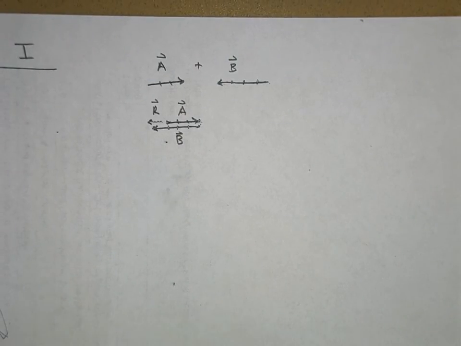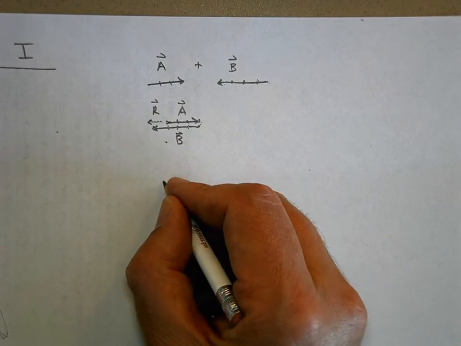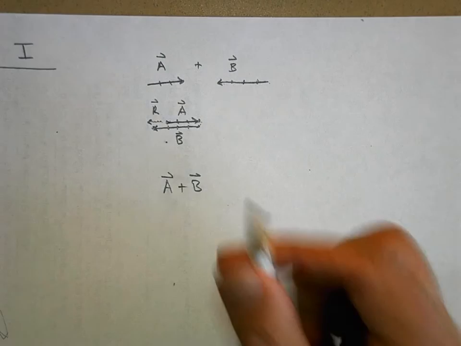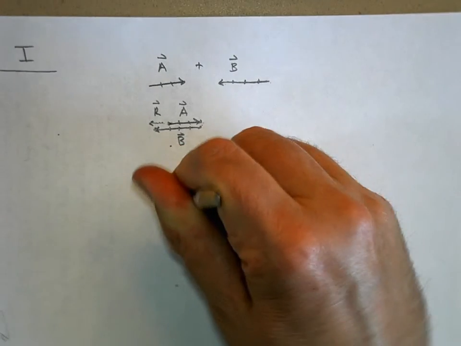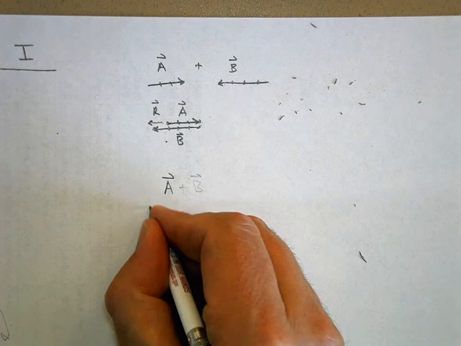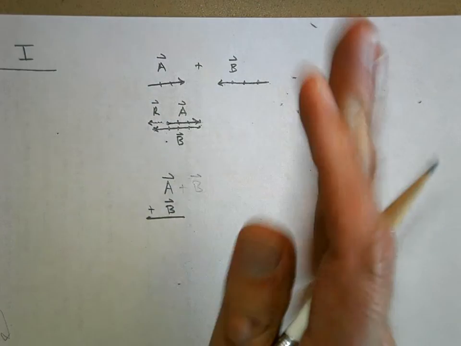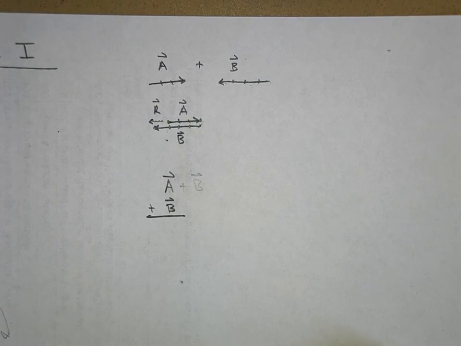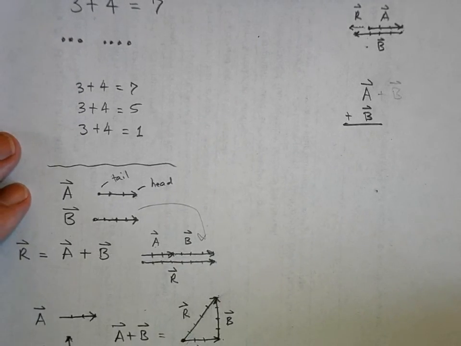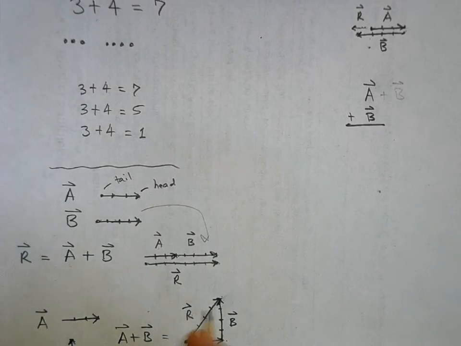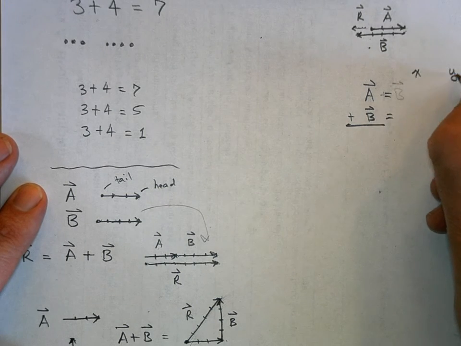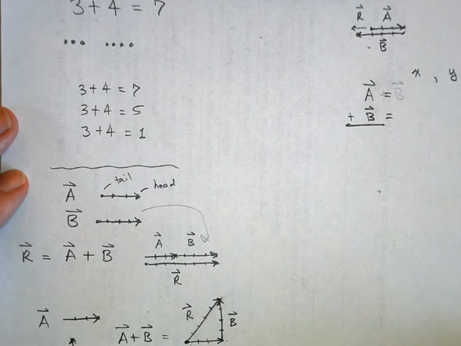The first example is when A and B are in the same direction. So if I take A plus B for our first example, when I do this mathematically, I don't write it like this. I line it up in columns like this, because it makes it a little bit easier to solve the problem. Now let's take a look at vector A and vector B. What I do now is I write down the two vectors in rectangular coordinates with the x coordinate first and the y coordinate second. So let's take a look at vector A.